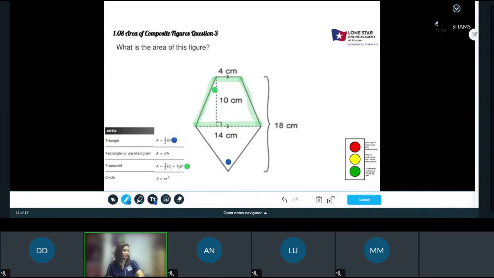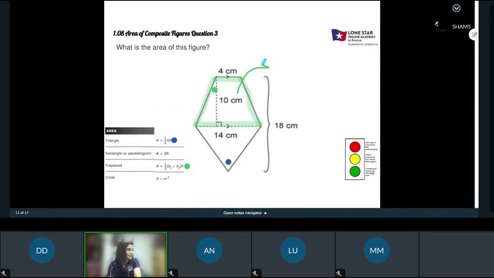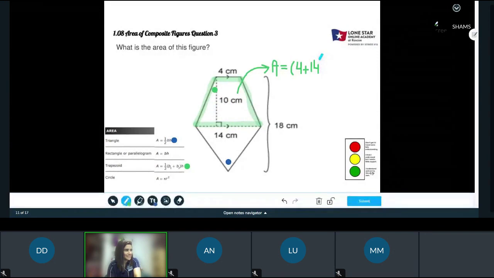People, go ahead, get started. Show me how you will do this problem. I'm going to start with the trapezoid first. You can start with any that you want. I'm going to add the 2 parallel sides first. First parallel side is 4. And the side opposite to 4 is 14. 4 plus 14 gives me 18.